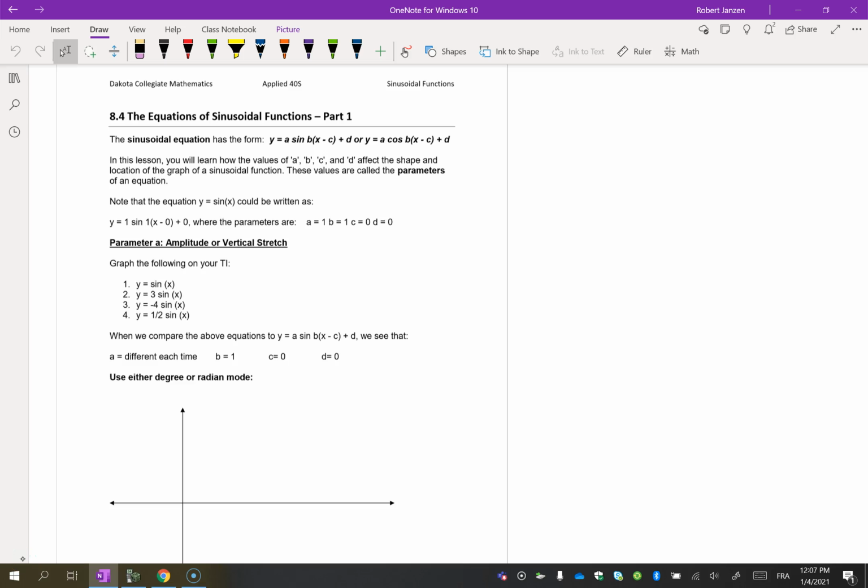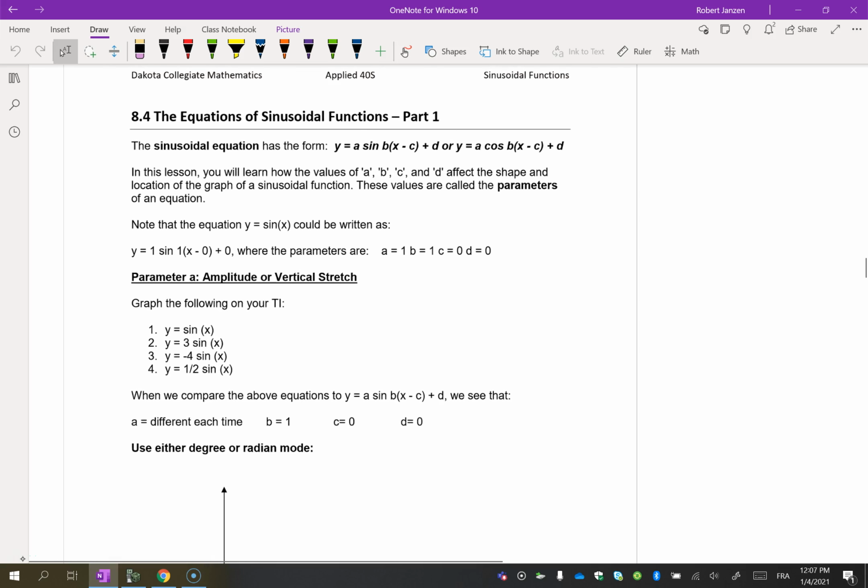Lesson 8.4, the equation of a sinusoidal function. This is pretty much approaching the end of the year, the last kind of content you're going to need to know. What we're going to do is look at how to change the characteristics of a sinusoidal function.